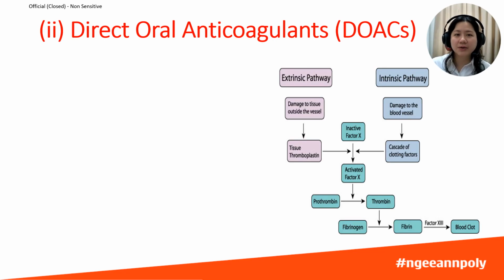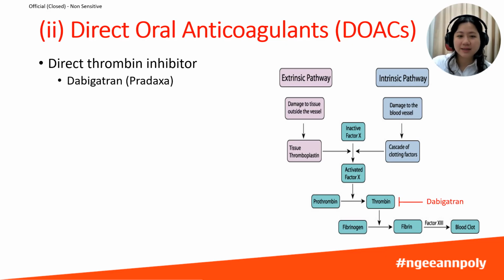Direct oral anticoagulants are the new generation of oral anticoagulants. They act on specific clotting factors in the clotting cascade. Dabigatran, brand name Pradaxa, is a direct thrombin inhibitor which blocks the action of thrombin, preventing it from converting fibrinogen to fibrin and therefore inhibiting clot formation.